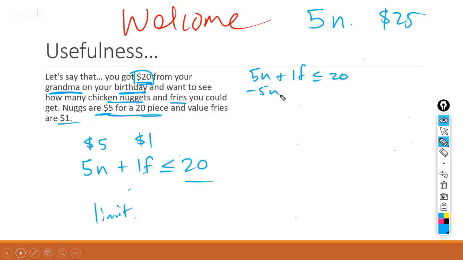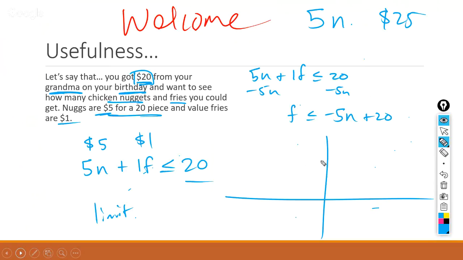I'll subtract 5n. 1f is the same as just f. So f is less than or equal to negative 5n plus 20. That's slope-intercept form. So up 20, down 5, right 1, down 5, right 1, down 5, right 1, down 5, right 1. And there's an approximate graph.